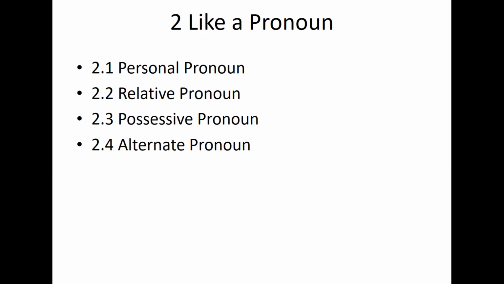So this first class was the article with substantives. Now what we want to look at is when the article is not going with the substantive, but it's acting like a pronoun. So the article can act like a personal pronoun: he, she, it, or they. It can act like a relative pronoun: who, which, or that. It can act like a possessive pronoun: his, hers, its, your. It can even act like an alternate pronoun: the one, the other, some, others. So let's take a look at these.